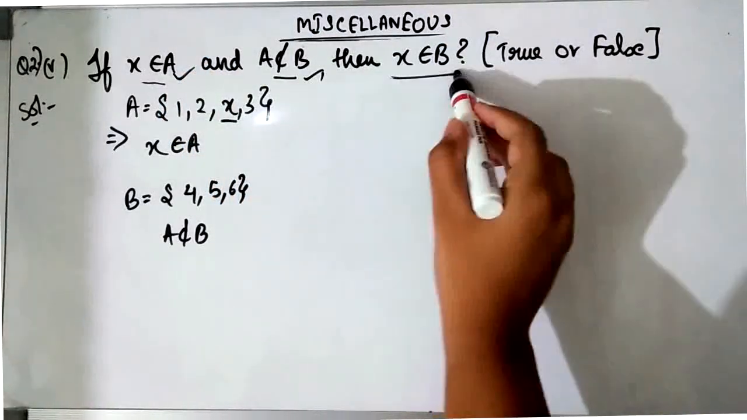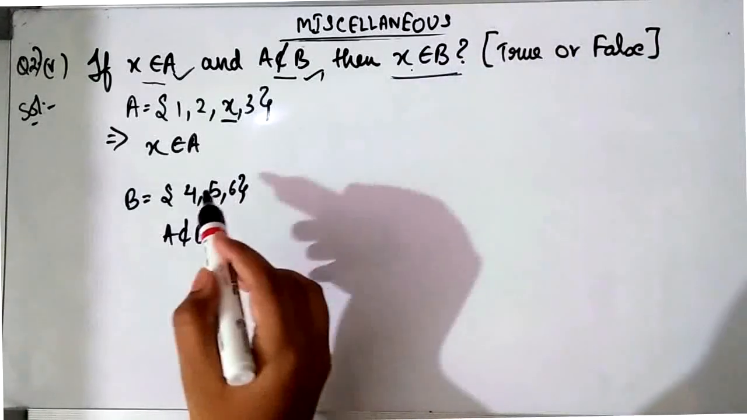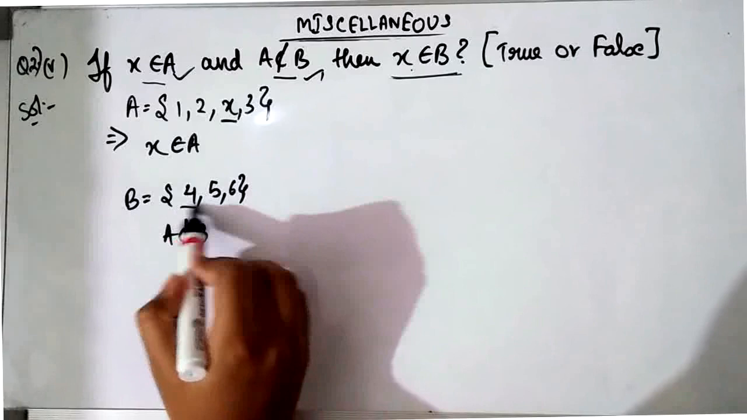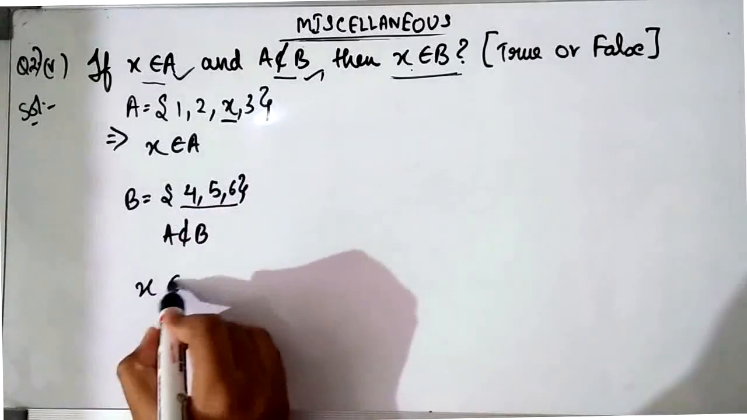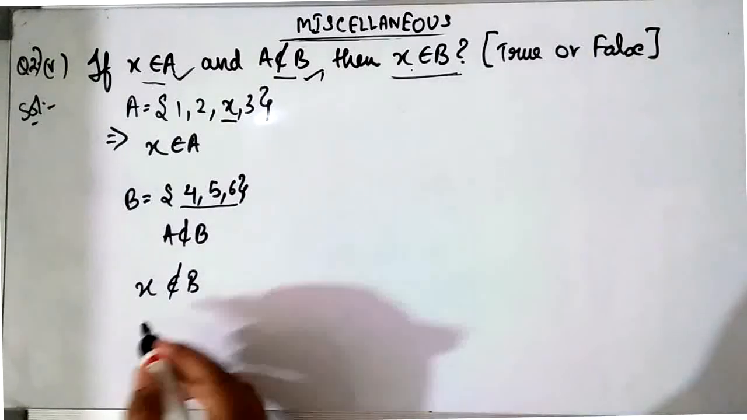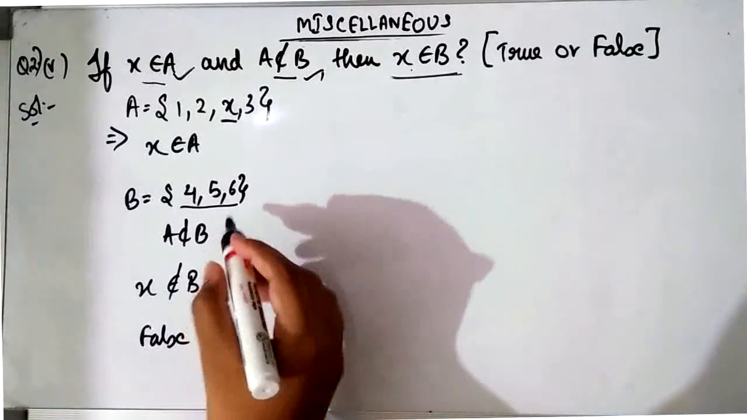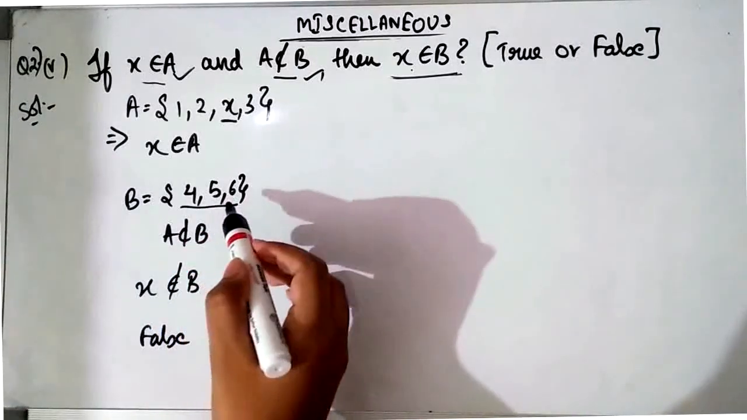Now we need to check whether the third condition is true or false, that is whether X belongs to B or not. Now if you check, X is not present in set B, so X will not belong to B. Now this statement is again false over here, right? It is false because X is not there in B, so it will not belong to B.